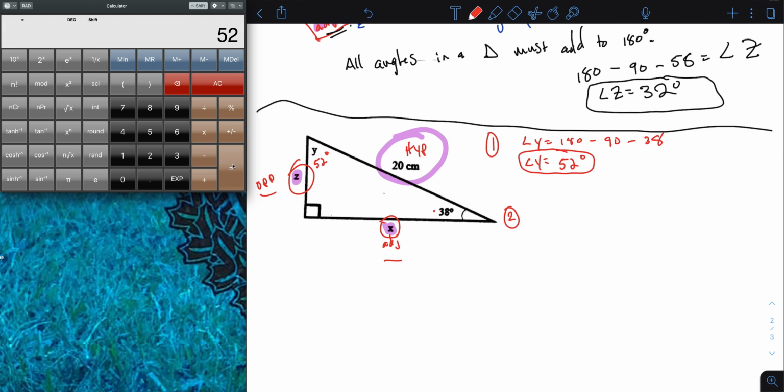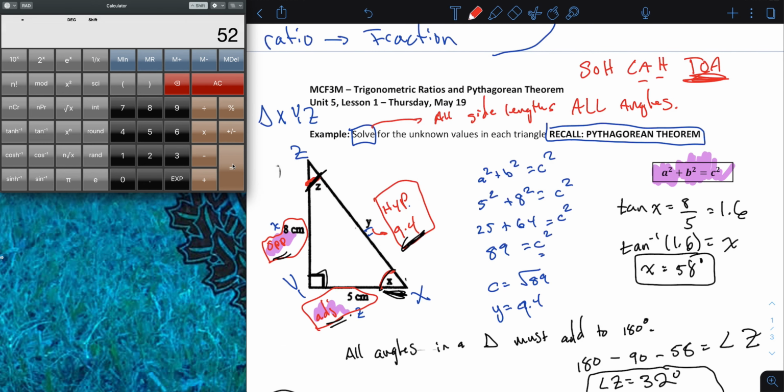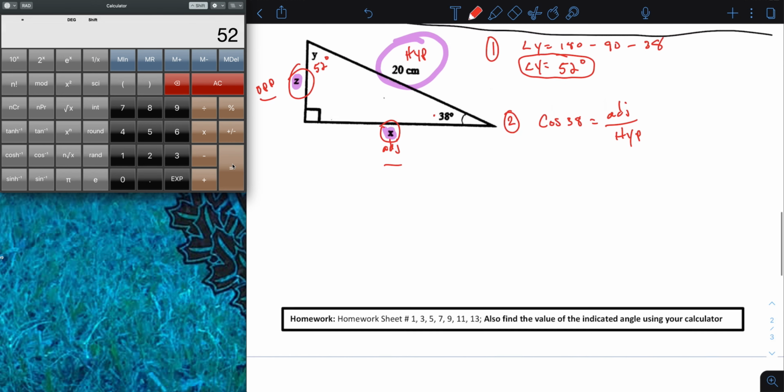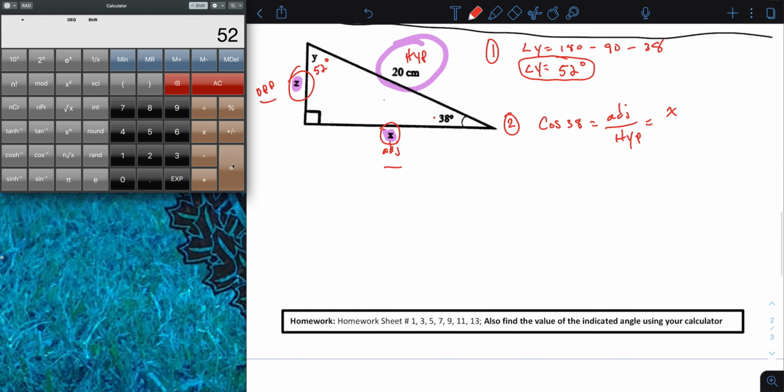So I'm going to pick cosine. Cosine of 38 is equal to adjacent over hypotenuse. That comes from SOHCAHTOA. Then you just fill in the numbers. I don't know what adjacent is, that's what I'm trying to solve for, so it's going to be x over 20.